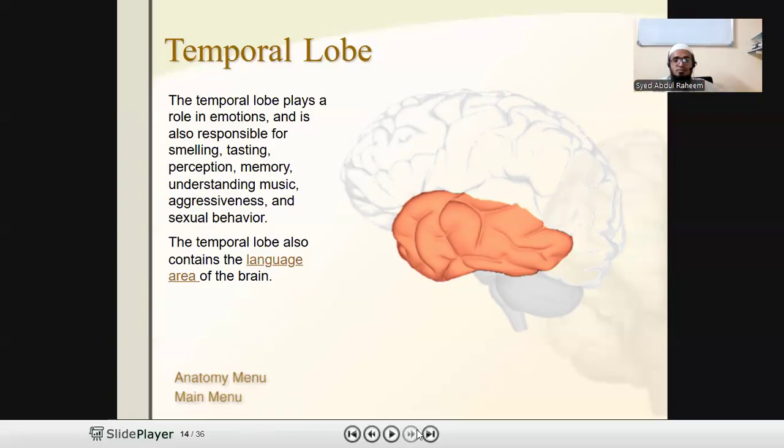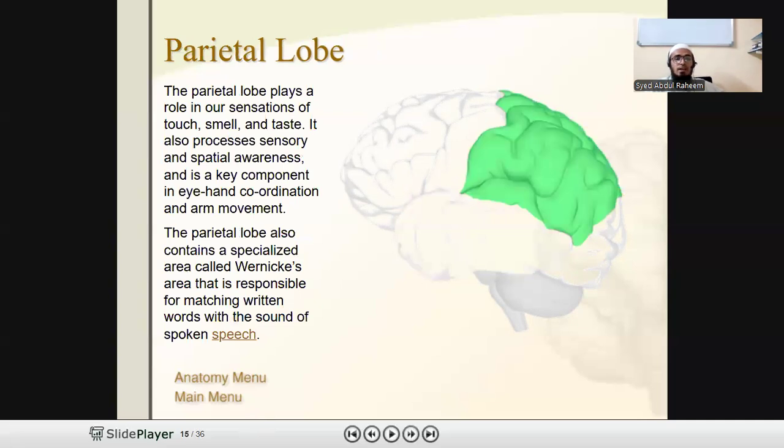For hearing also. Next, parietal lobe. The parietal lobe also has touch, taste, and smell. Both are also available. But one key function is Wernicke's area, meaning the speech area. Whatever speech you are giving is coming from here. But language, what language you are going to speak, is coming from here.